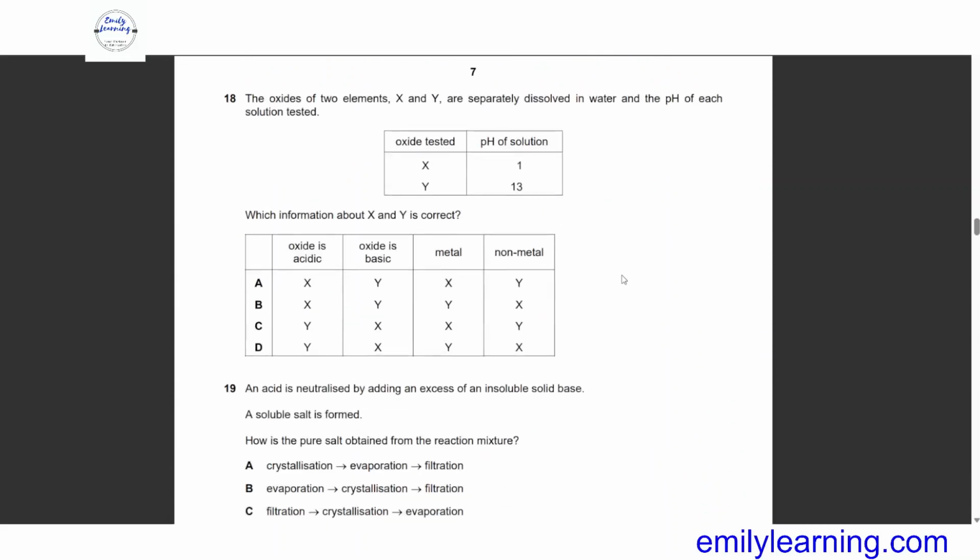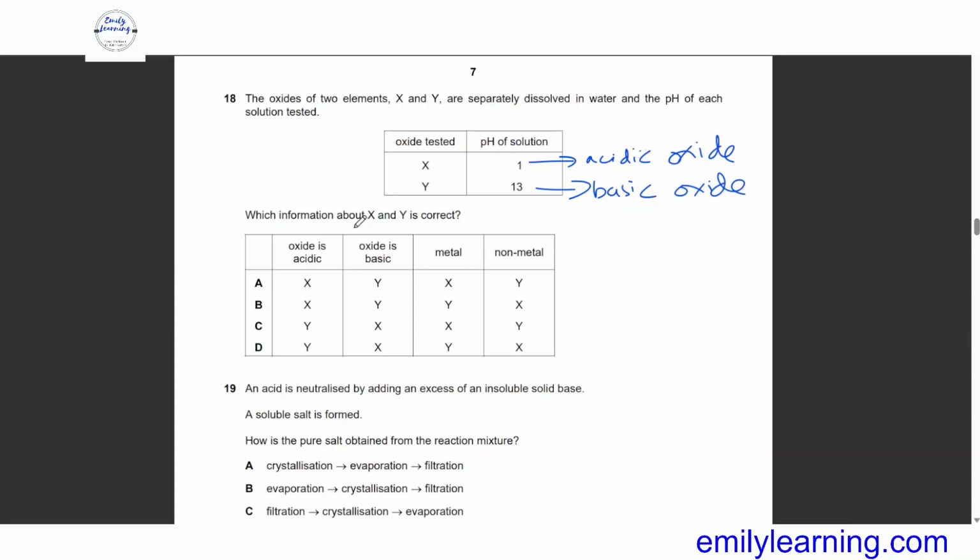Okay, let's move on to question 18. We have the oxides of two elements X and Y, and they are separately dissolved in water, and the pH of each is tested. X has a pH of 1, so it's acidic. Y has a pH of 13 when dissolved in water. That means it is a basic oxide. So basically, this question is asking about acidic and basic oxides. Acidic oxides are usually formed from non-metallic oxides.